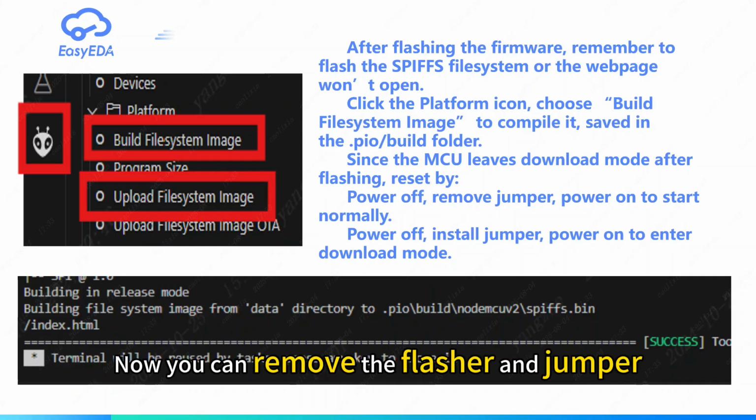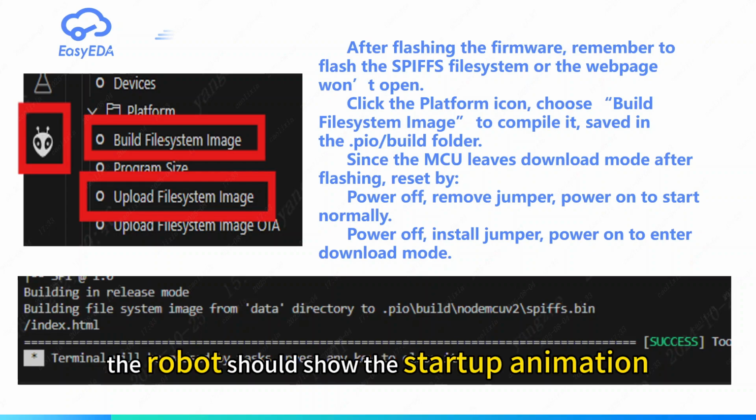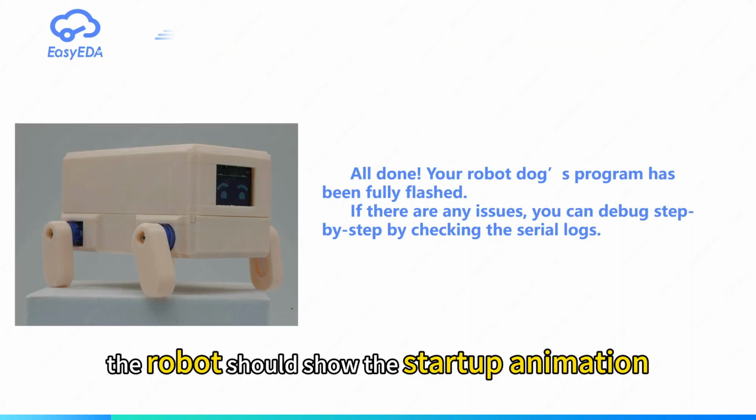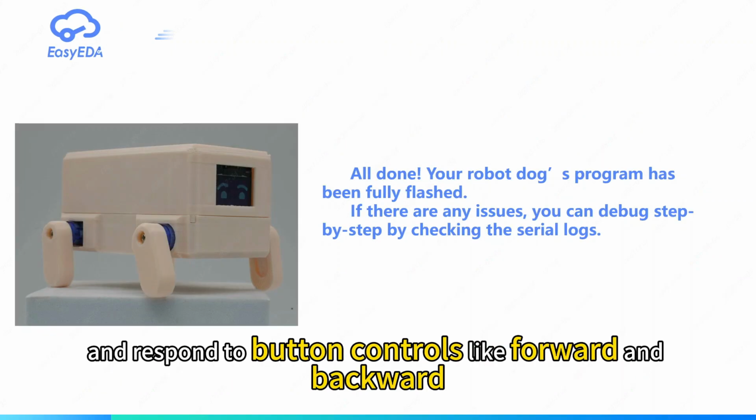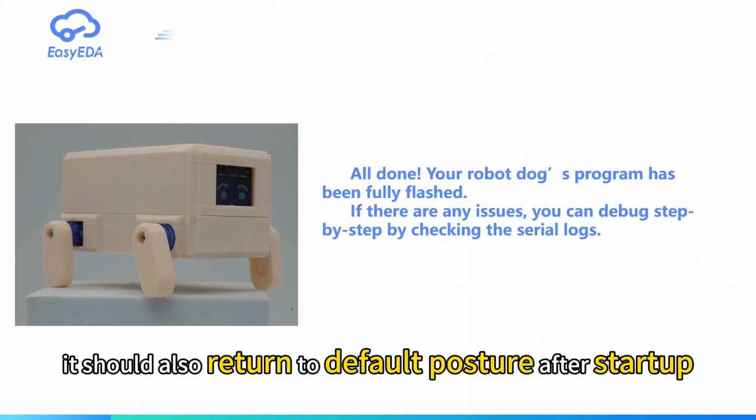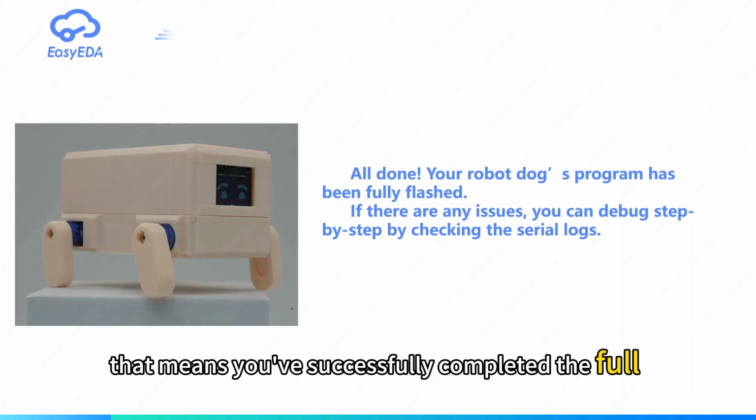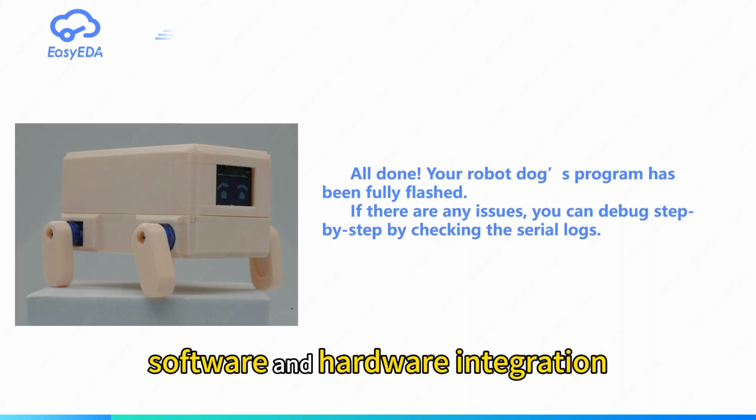Now you can remove the flasher and jumper and power the board using the battery. After startup, the robot should show the startup animation, go into the Wi-Fi config screen and respond to button controls like forward and backward. If you've set up servo auto reset, it should also return to default posture after startup. If everything runs smoothly, that means you successfully completed the full software and hardware integration.